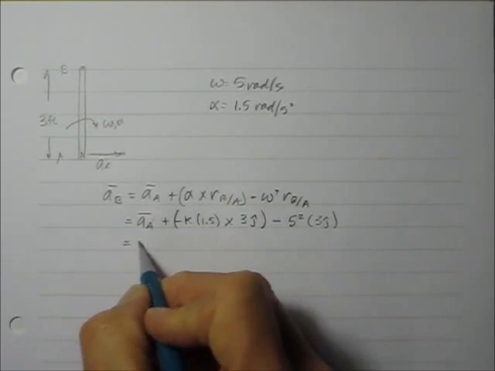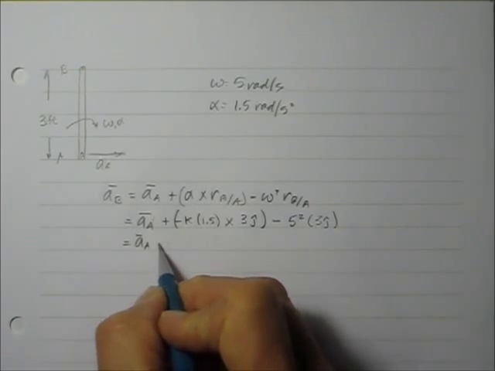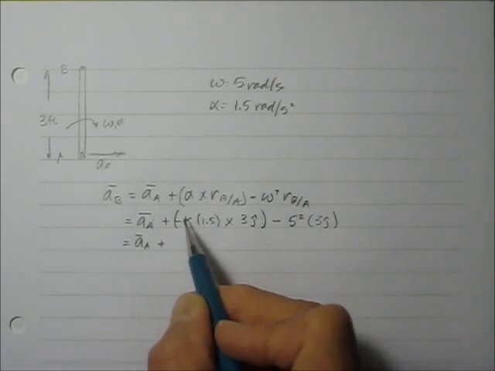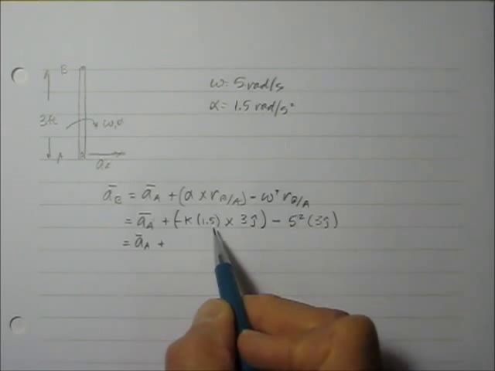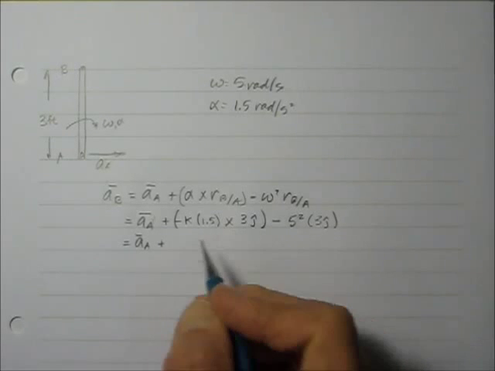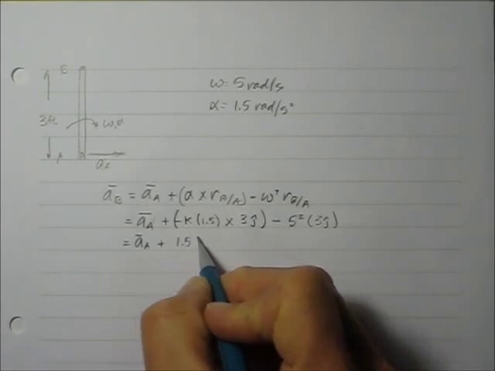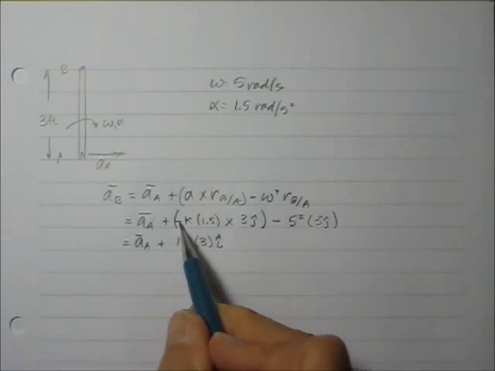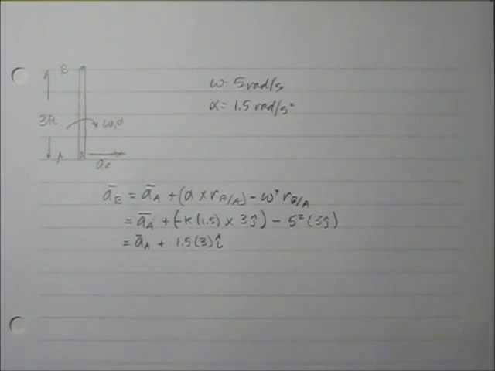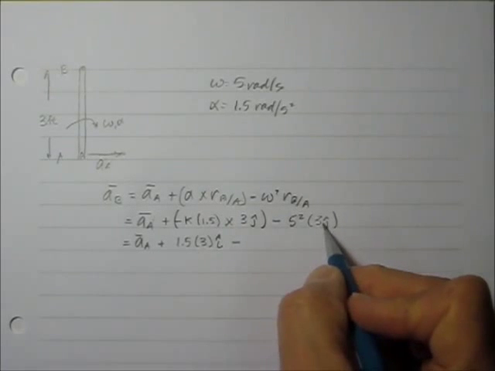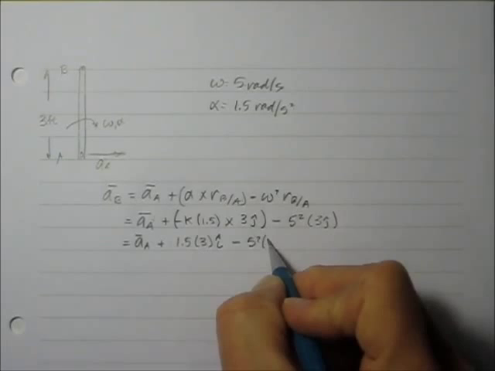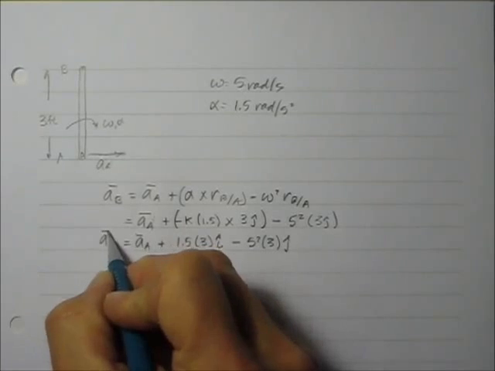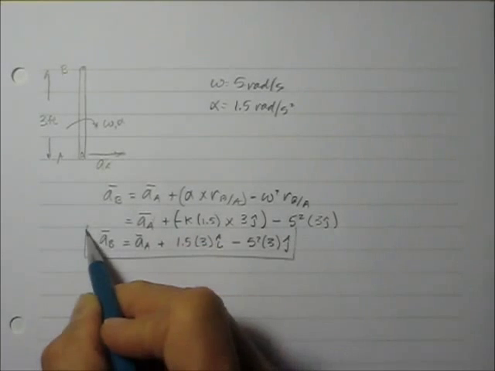And so let's do the cross product. We're going to say the acceleration of A plus k cross j is negative i. But I've got a negative sign here, so that's going to be 1.5 times 3 in the i direction. K cross j is negative i, but I've got a negative, so two negatives make a positive. Then I'm going to say minus 5 squared times 3, or 25 times 3, in the j direction.